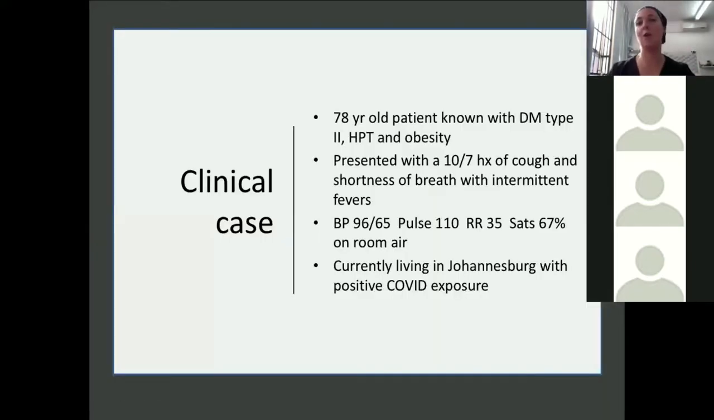Typical of what we're seeing at the moment. You've got a 78-year-old patient who's known diabetic, known hypertensive, really obese patient. And this patient presents with a 10-day history of cough, shortness of breath, intermittent fevers. Blood pressure is borderline low, 96 over 65. I'm a bit worried about this.